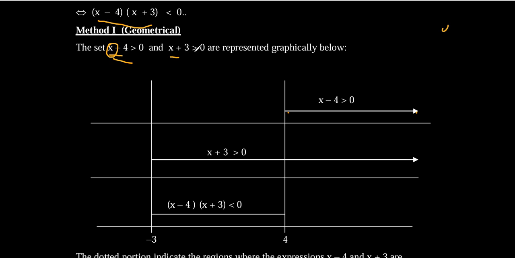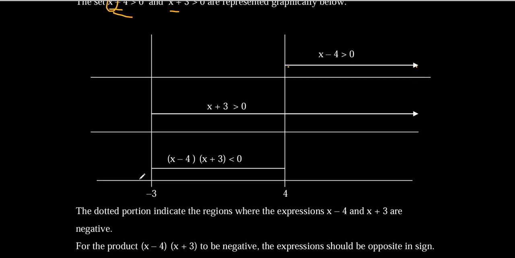Now, when is a number added to 3 greater than 0? It means that the number has to be greater than minus 3, right? So you realize that we start from here, from minus 3, and we draw the line.